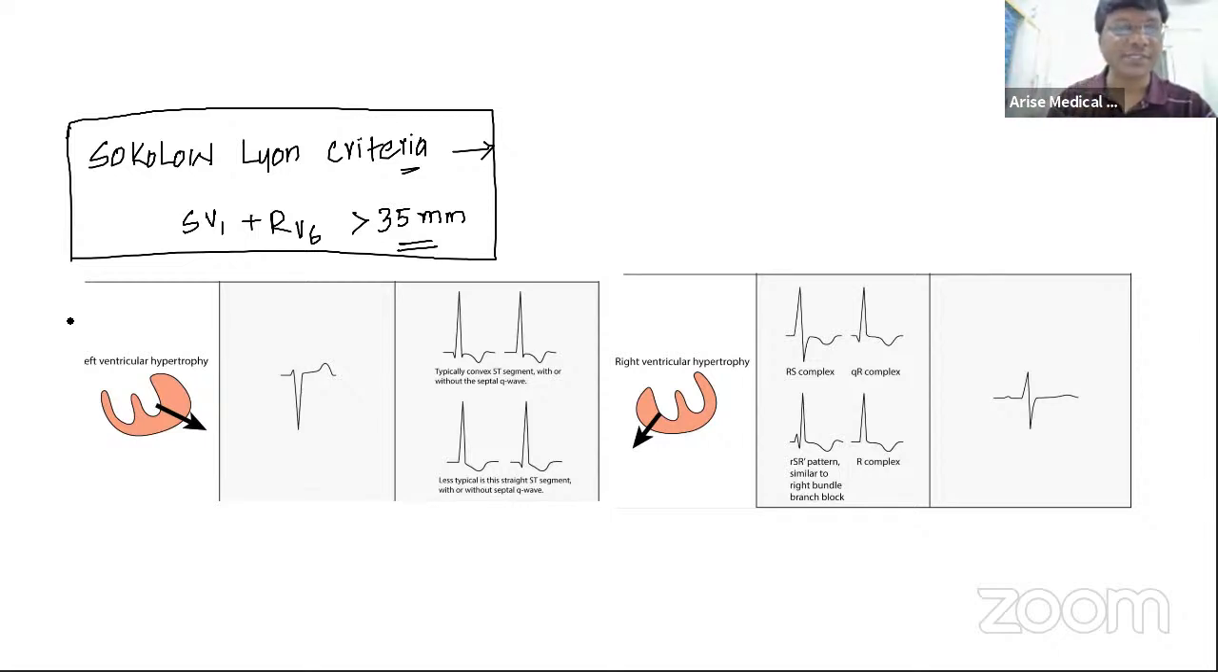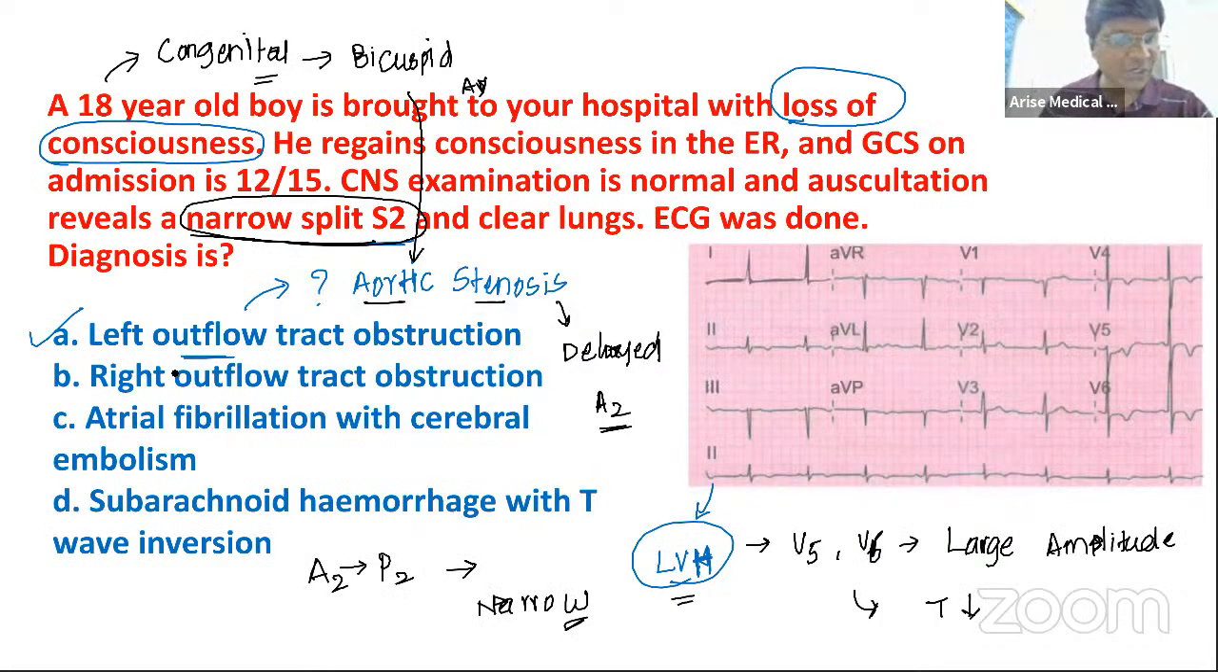SV1 plus RV6. What do you mean by SV1? See, this is your S wave in V1 and this is your R wave in V6. If you add both of them, and the amplitude is more than 35 mm, we call it left ventricular hypertrophy. So that criteria was satisfied in my previous ECG, whatever I was showing to you. Now, what was the second option?